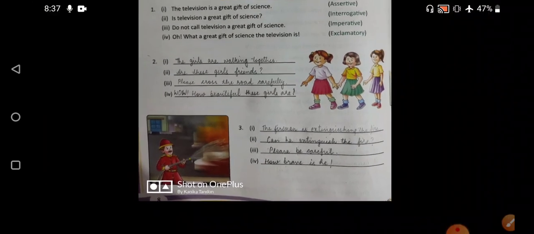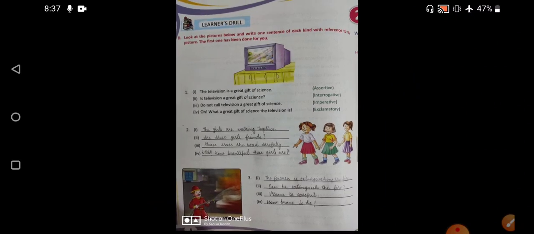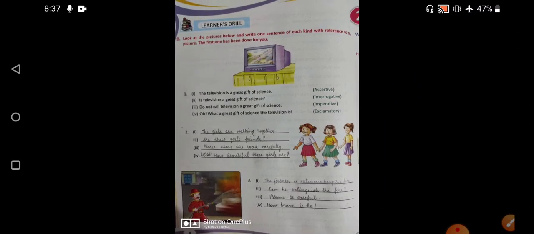With this, our chapter number 1 is over, and I request you to write the answers of these questions and do the exercise very well. And there will be one homework for you, which is you have to write 5 sentences each of every type, that is assertive, interrogative, exclamatory, and imperative. But those sentences should not be from the book. You have to write your own sentences, 5 each.